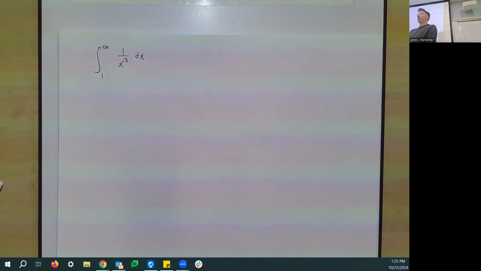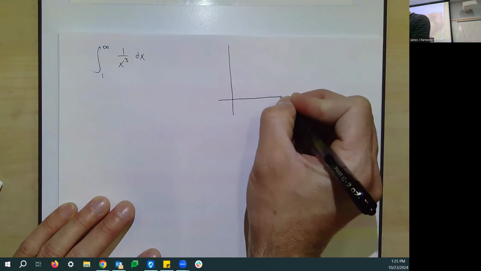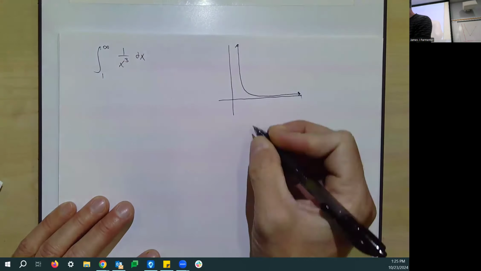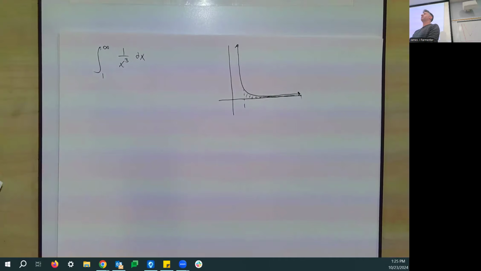Same idea. We've got this area under this curve. When I draw these curves, they look, unfortunately, too similar. 1 over x cubed gets smaller faster, though. It's like that. And we're looking at this area here. And we're asking, okay, how much area is there? Or really, what's the limit of the area?